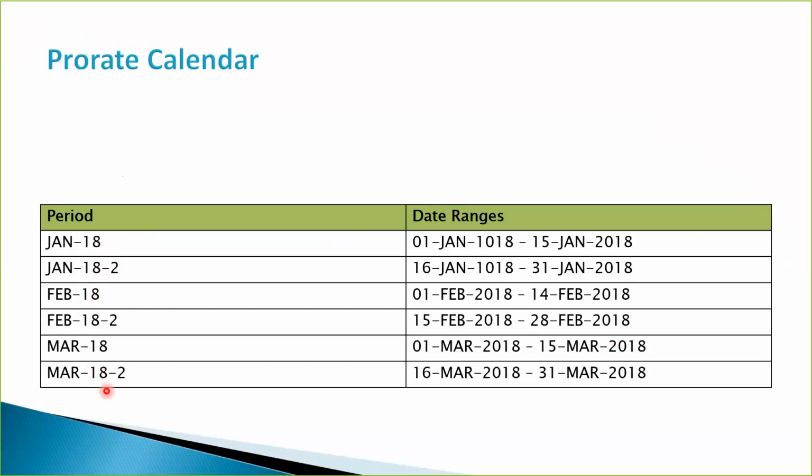So that date belongs to which period? It belongs to this particular period, March number 2. Okay? Therefore, based on this calendar, the expense calculated will be for these days, 16th March through 31st March, which is half of March.